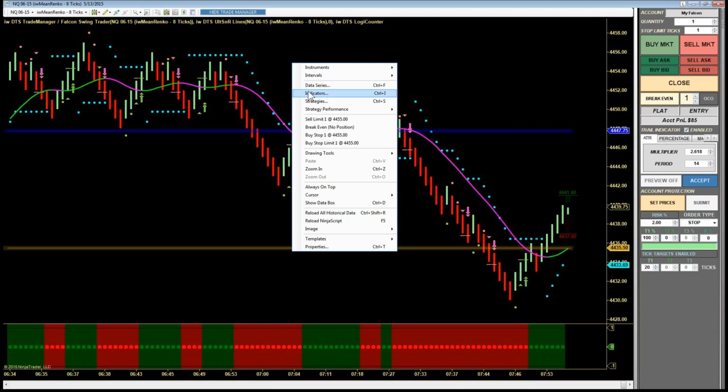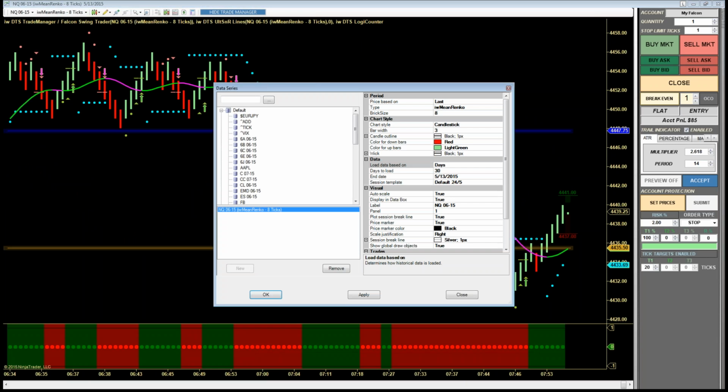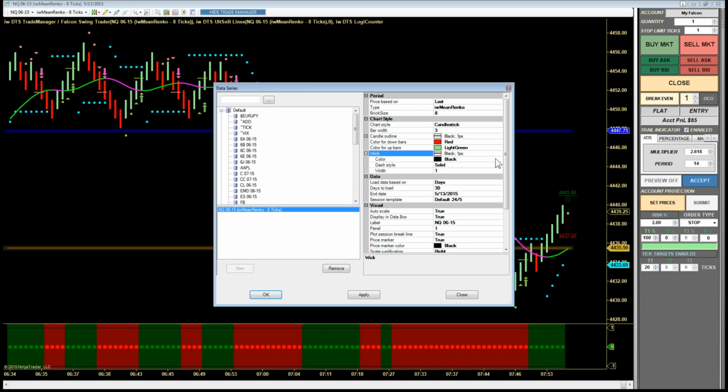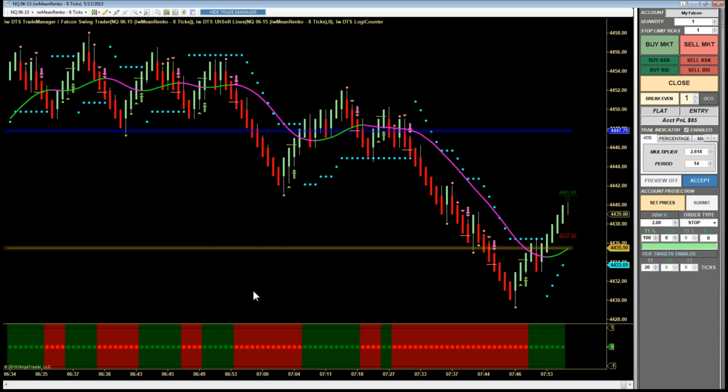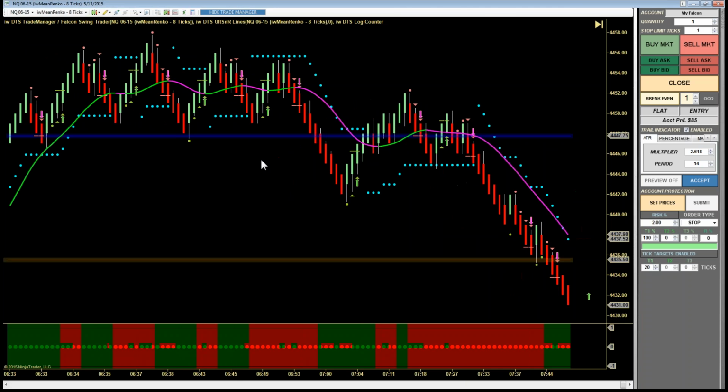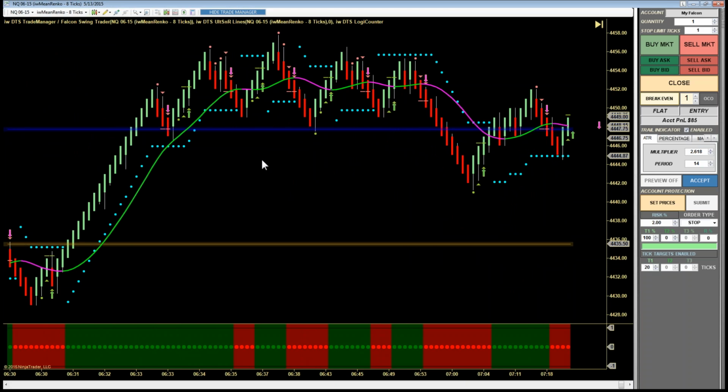Oops, I gotta put my wicks on because of the black background. Here we go. And as I mentioned before, what I really like about the mean Renko bars is that it really shows you who is in control of the market.